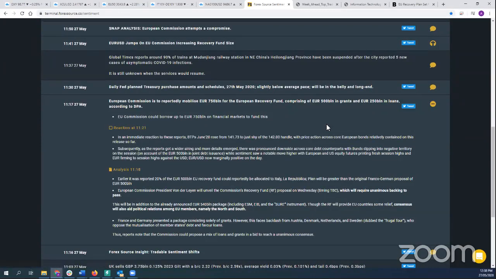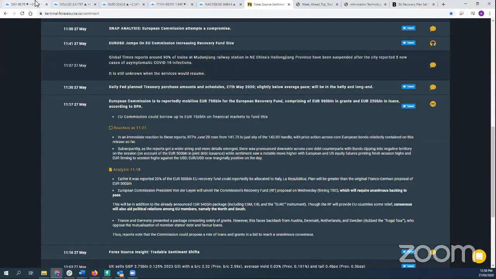So there was a lot of speculation about how the European Commission will propose it, whether they will take that 500 billion and split it up, putting a percentage of it out in loans and another percentage out in grants. What they've basically come out and done is take the Franco-German proposal, keep it as 500 billion in grants, but add 250 billion on top of that in loans.